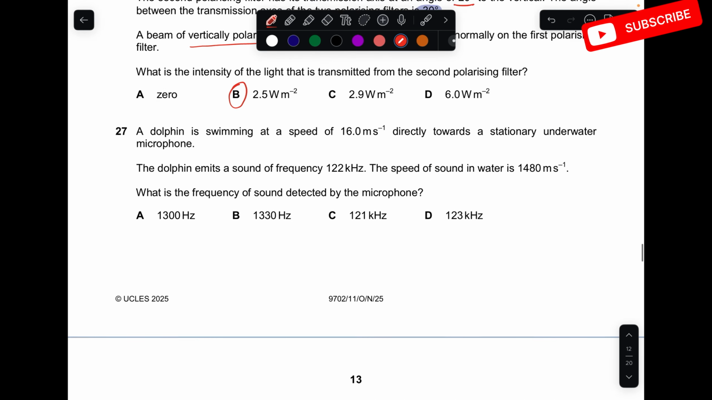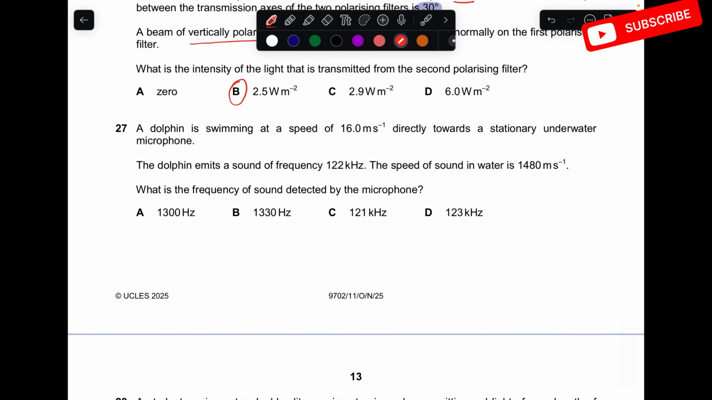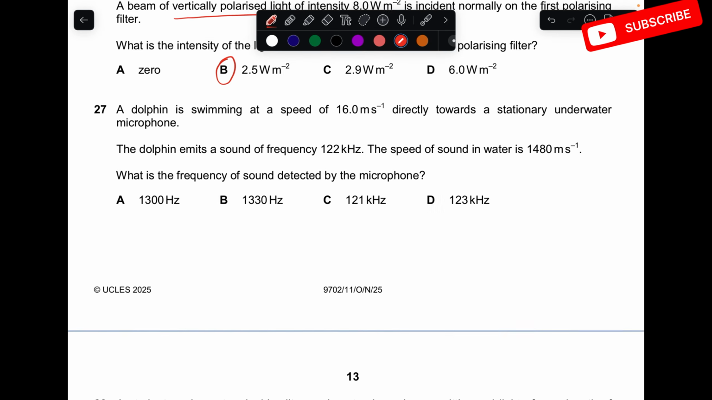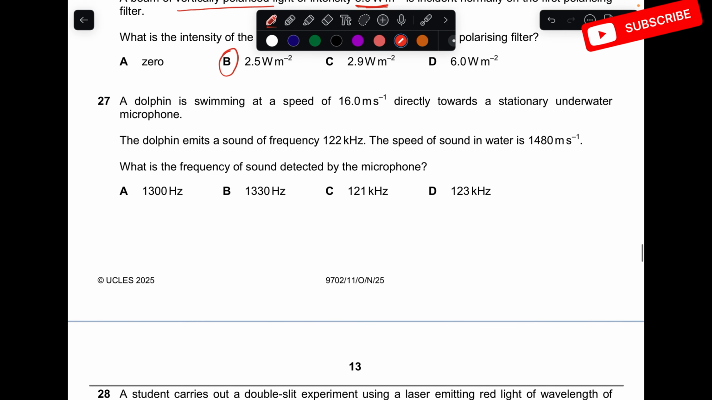In question 27, a dolphin is swimming at a speed of 16 meters per second. So this is the speed of the dolphin, let's call it Vs, directed towards the stationary underwater microphone. The dolphin emits a sound. So this is the frequency of the source. The speed of the sound is V. What is the frequency of the sound detected? So we have to find F naught.